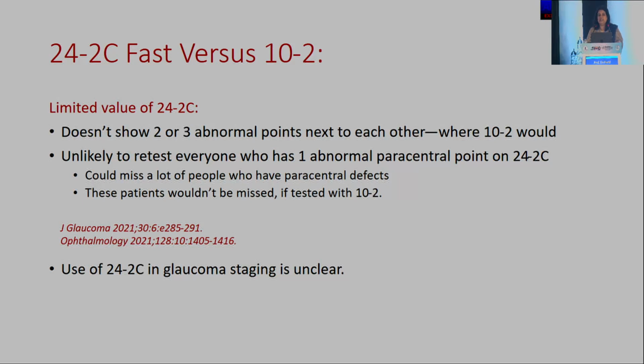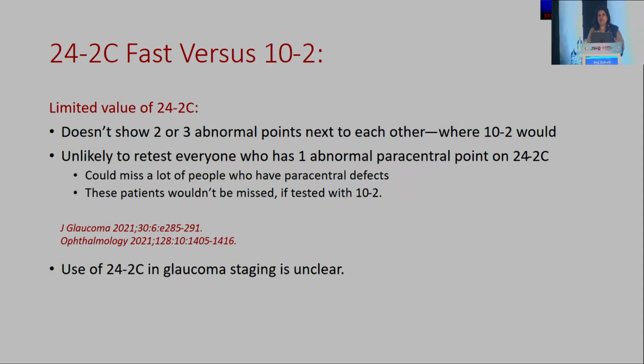Still, there is a limited value of 24-2C, because if you get 1 point in the central zone which is abnormal, you are not going to start your treatment unless you have 2 or 3 contiguous points in the 24-2C central area. Now that too is not really possible because the number of points in the central area is still lesser than what you would expect in a 10-2.